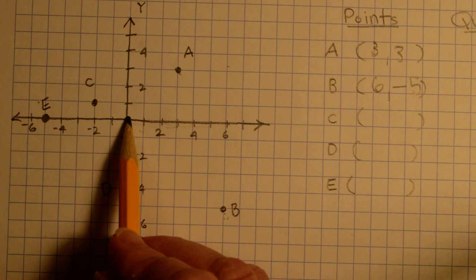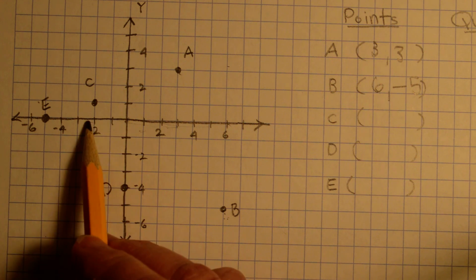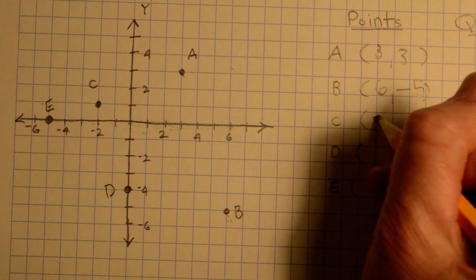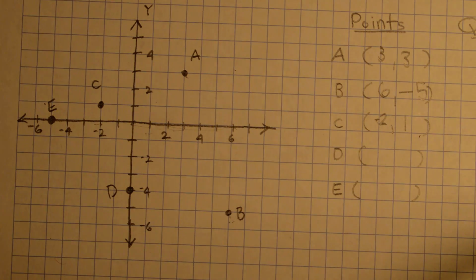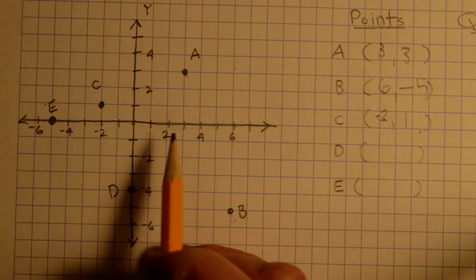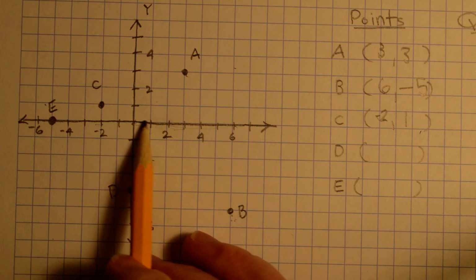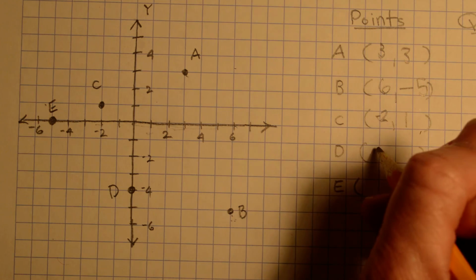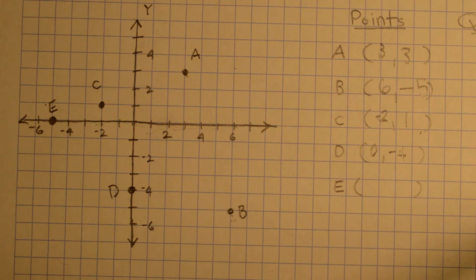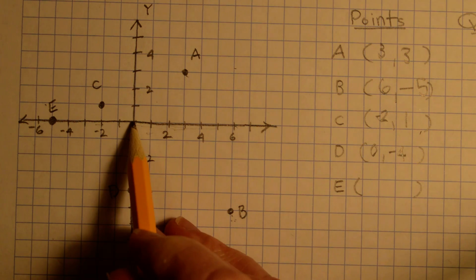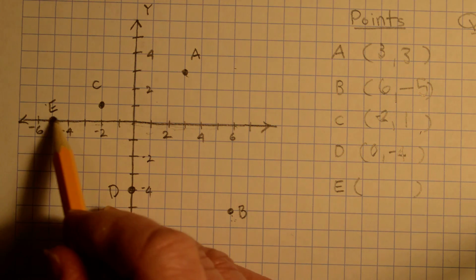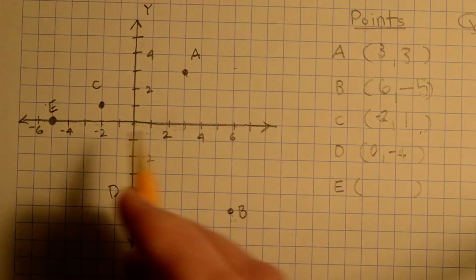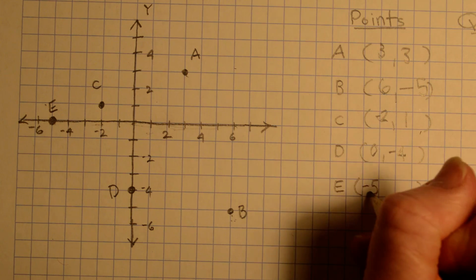For point C from the origin, I had to go over 2 to the left, which is -2, and then up 1. So it's the point -2, 1. For point D, I did not move left or right from the origin. I just went down to -4. So this would be 0, -4. And then point E, I went from the origin over 5 to the left, so that's -5, and then I did not go up or down in the y direction, so it's -5, 0.